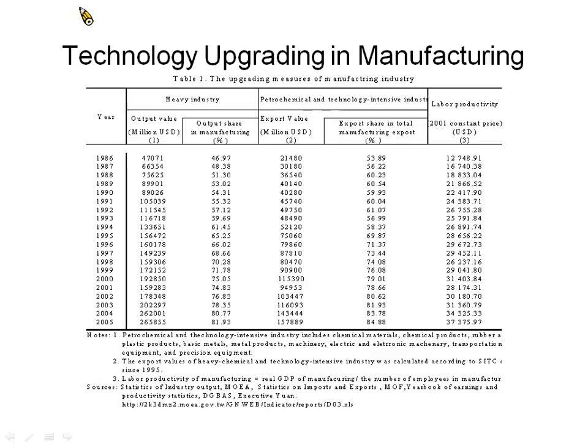And here is the technology upgrading in the manufacturing sector. This is heavy industries, the so-called petrochemical and technology intensive industries. This is the output share in manufacturing. You can see that over time, especially after 86, the share of manufacturing is declining, right? But if you look at the heavy industry, its output share keeps increasing, from 67 to 80%.